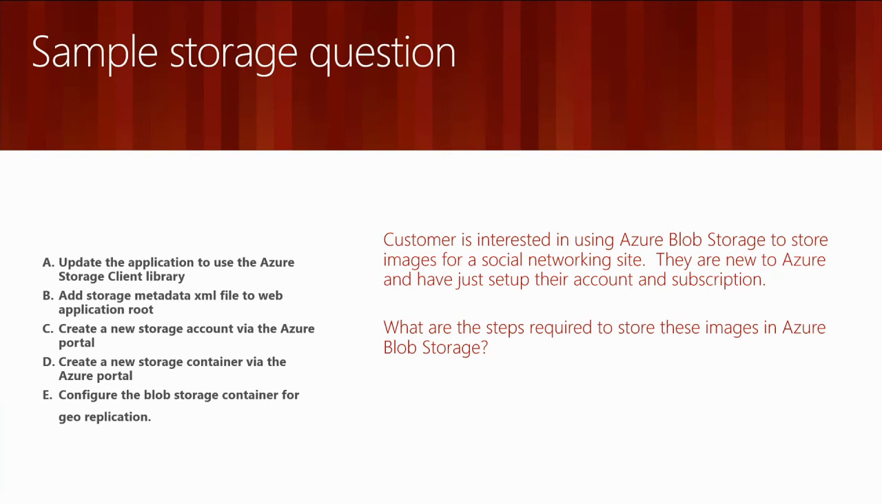One option is kind of just in there to throw you off, but it's nothing. You can't set geo-replication for a storage container. You can only set geo-replication for an account. So we would create our account, create our container, and then we could update our application to use our storage library. B is also one just to throw you off, but there is no metadata XML file with that in there. Essentially, I'm just trying to get home the point that you have to establish the storage account and a container, and then you can start using the API in your application, the storage client API.